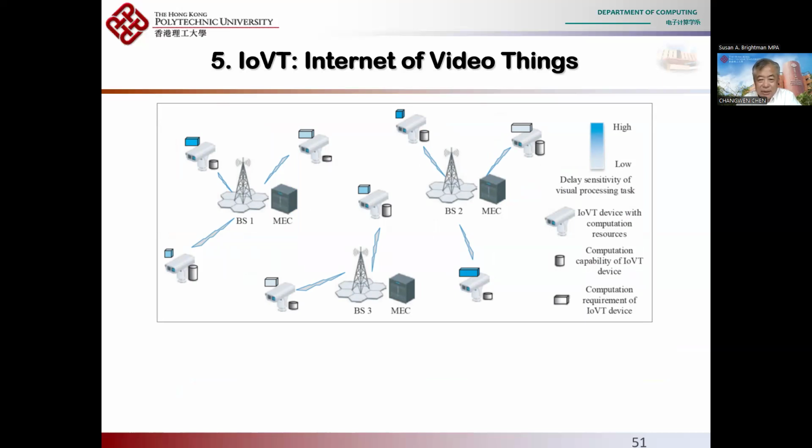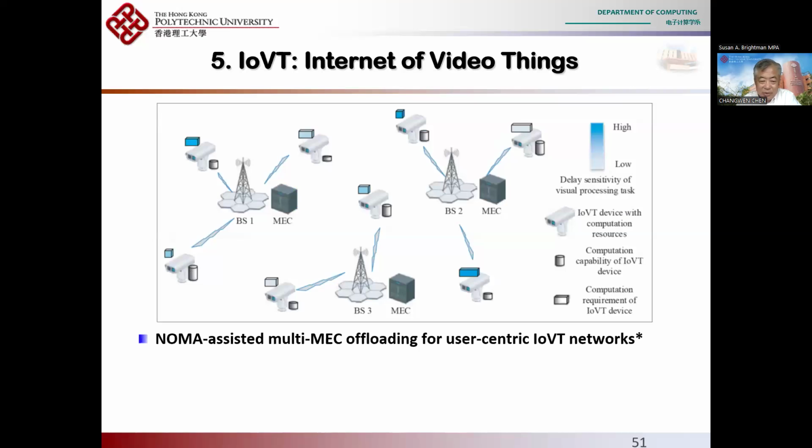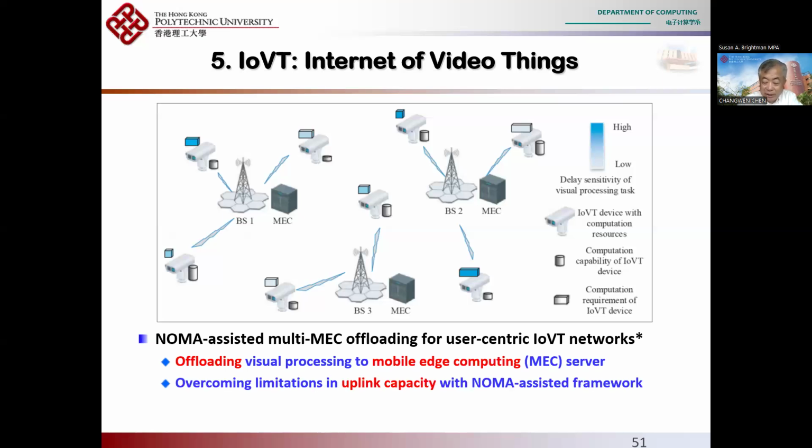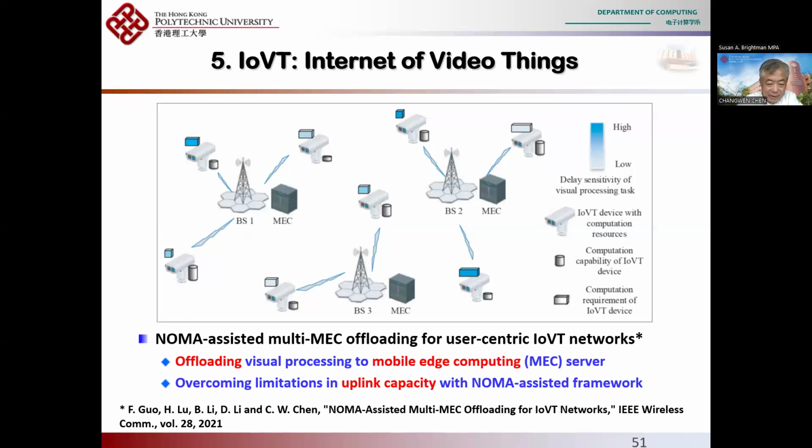But this IoT work has been going on for many years, I think since 2018. And some of the recent work my student and I have carried out is putting it into a real system. In this case, we are doing NOMA-assisted networking. NOMA stands for non-orthogonal multiple access. Because of IoVT, if we apply it to the user, we have to be user-centric. A user-centric network is different from the conventional network, which is top-down. In this case, it offloads visual processing to the mobile edge server, overcoming the limitation in the uplink capacity of the current system with a NOMA-assisted framework. And this was done three years ago.